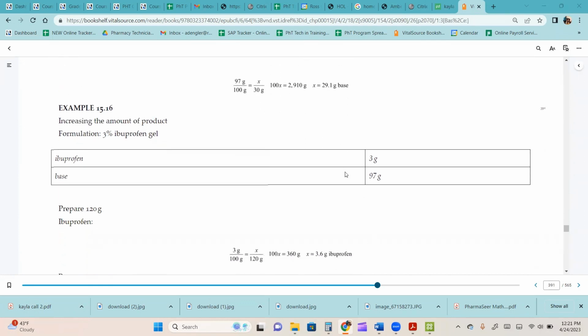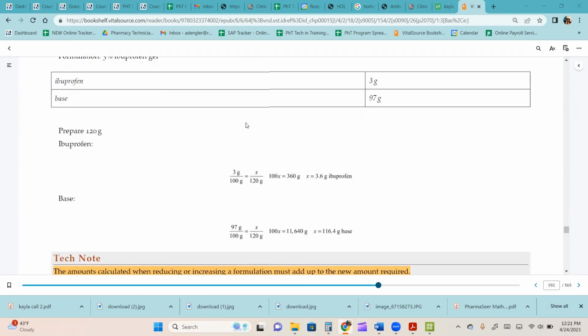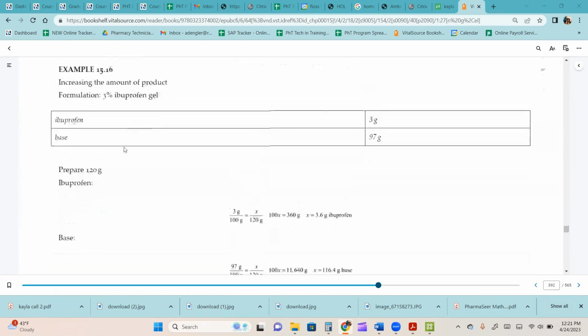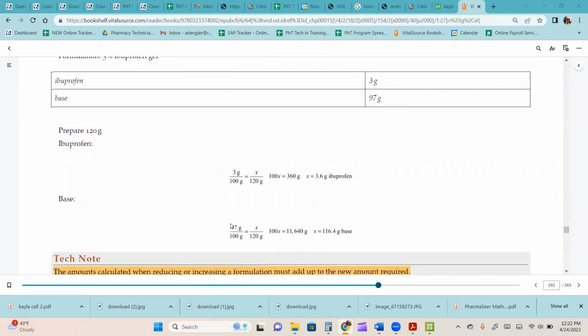Now, example 15.16 is increasing the amount of product. We have a formulation of 3% ibuprofen gel again, but this time we want to increase it. We're making 120 grams this time. So we're still going to do 3 out of 100 grams is equal to X out of 120. And we'll do 100X is equal to 360 grams, by doing 100X equals 3 times 120. If you solve for X, you're going to get 3.6 grams of ibuprofen.